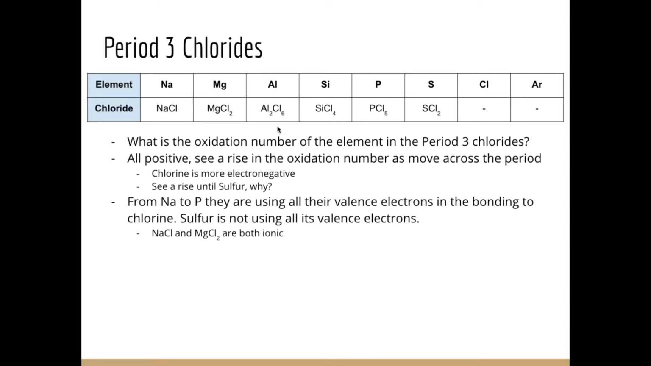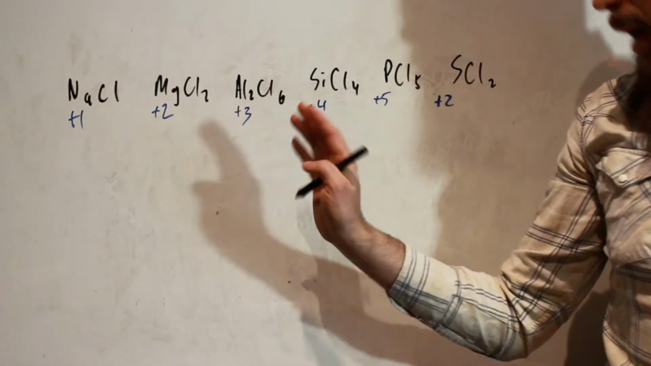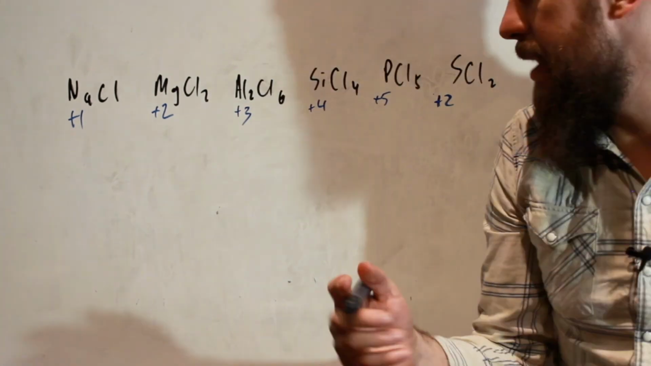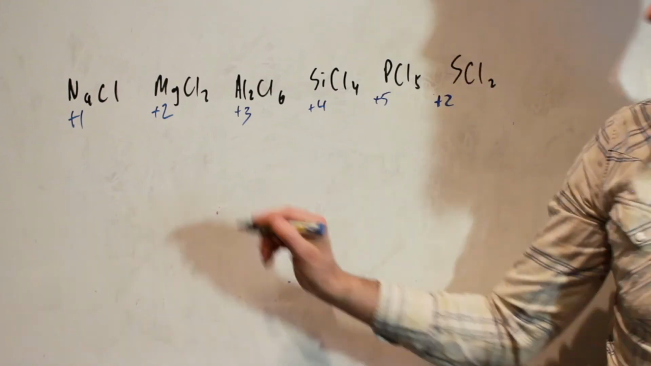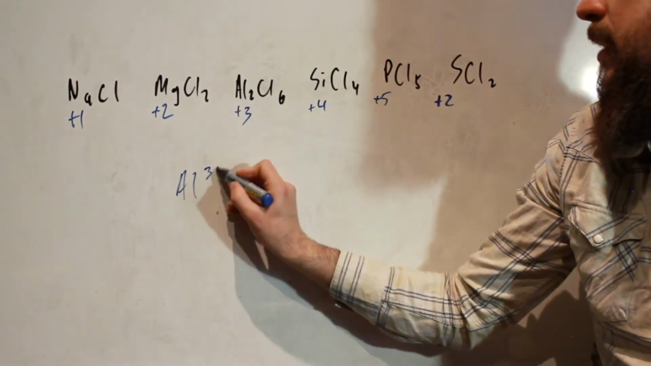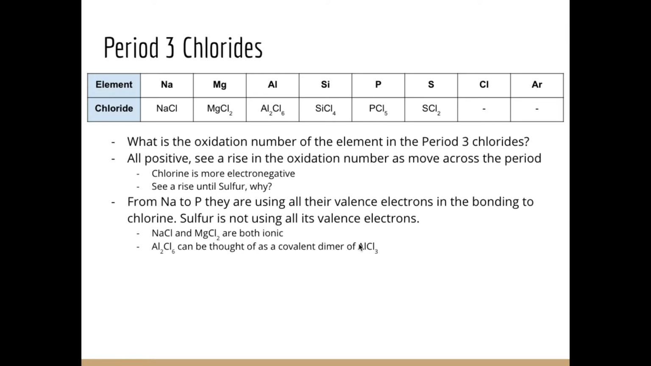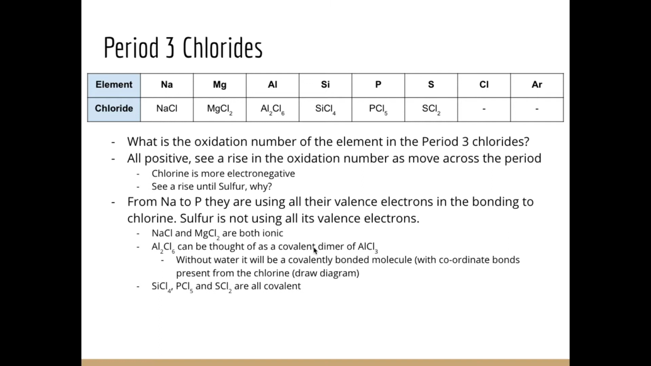Let's consider this aluminium chloride. Al2Cl6 can be thought of as a covalent dimer of AlCl3. So you might have seen that and go, why can't you simplify that just to AlCl3? Because AlCl3 we can think of as being very much an ionic compound, Al3+, 3Cl-.